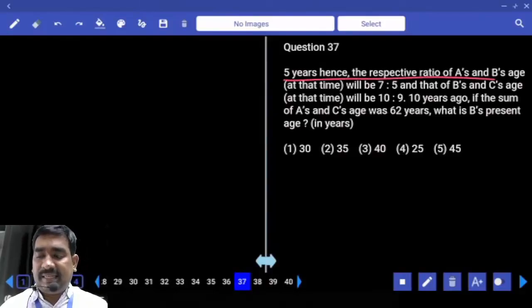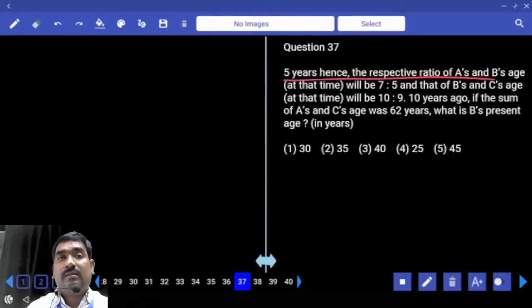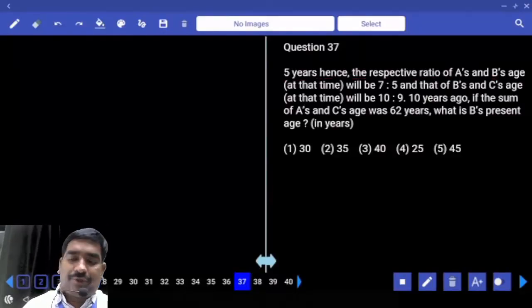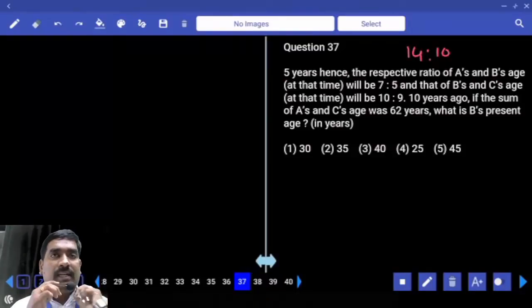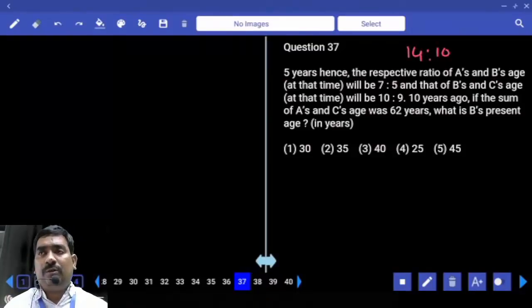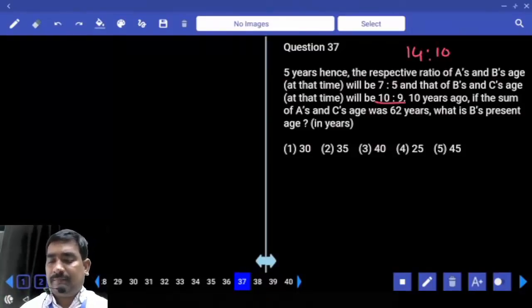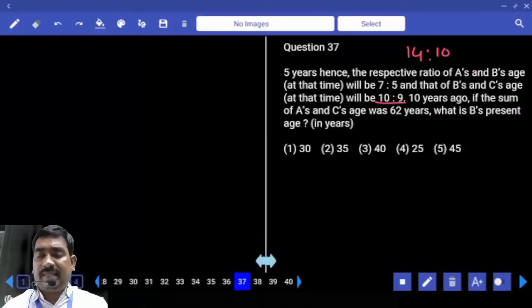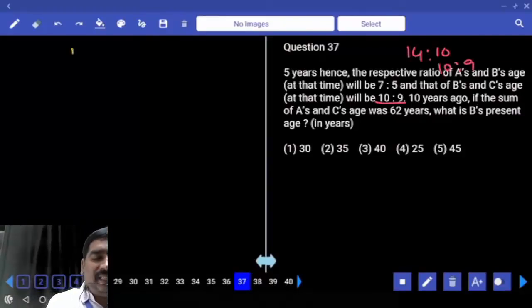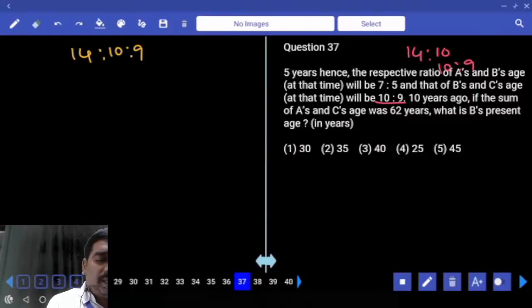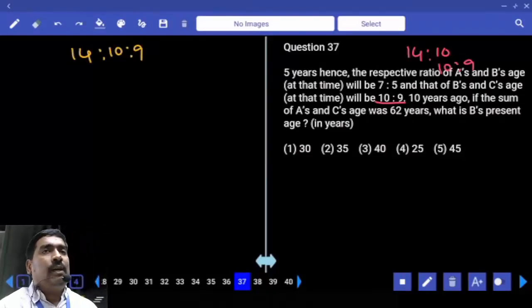5 years hence, A and B are in the ratio 7:5. 7:5 we can write as 14:10 also. Multiplying with 2 gives 14:10. B and C are 10:9. From this we can say A is to B is to C is 14:10:9.